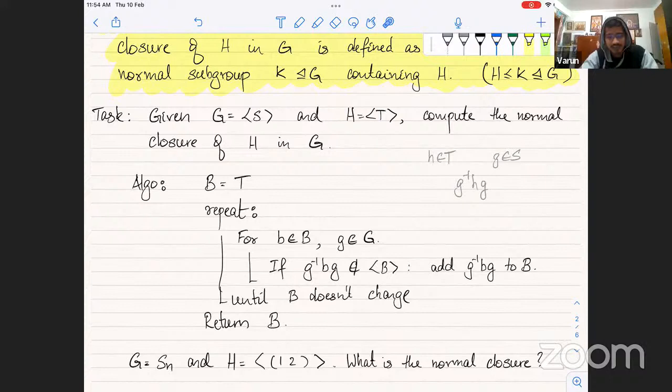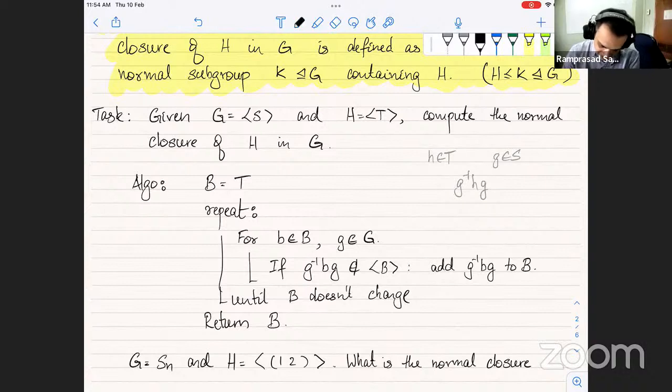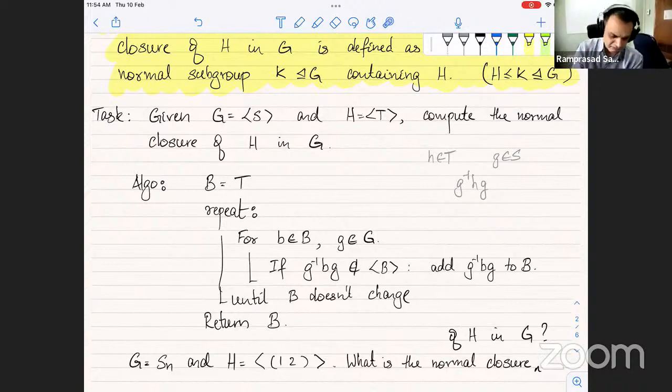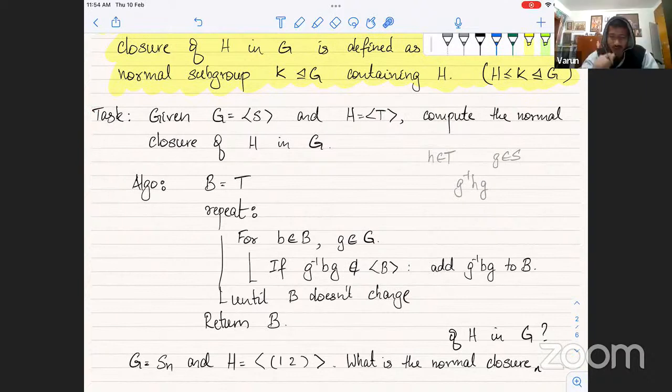Oh, so wait. The normal closure of H in G. I mean, not thinking about this procedure and just thinking that you want all relabelings. Yeah, exactly. Don't worry about this algorithm. Then all transpositions. Right.